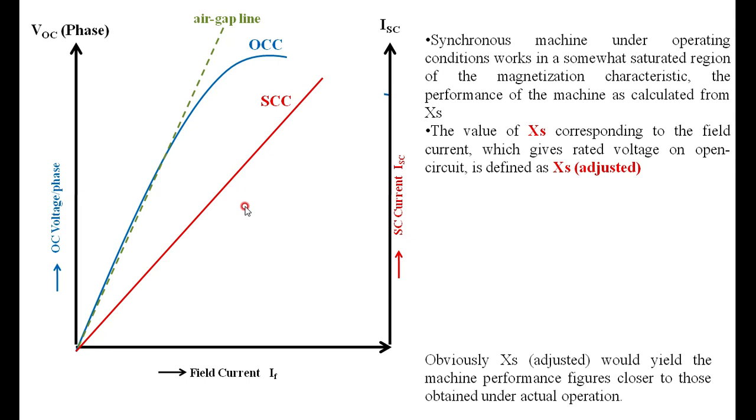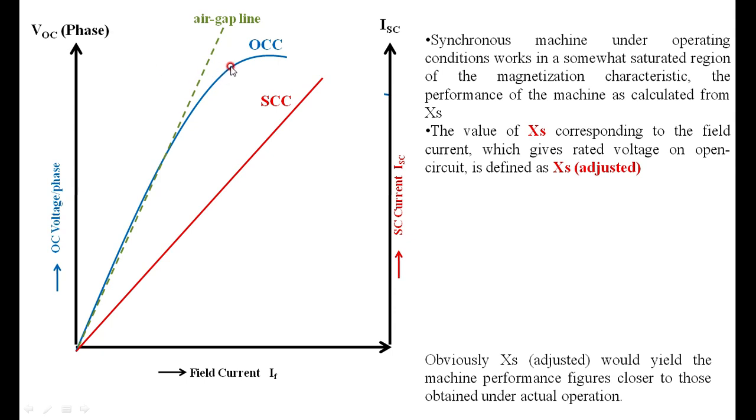To find the adjusted synchronous reactance, you have to choose the point on the OCC corresponding to the rated voltage of the alternator. Usually that point falls in the saturated portion, because the alternator usually operates in the saturated region. So the common factor here is that you mark the point corresponding to the rated voltage on the OCC.